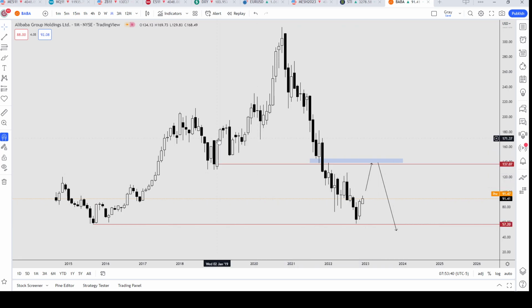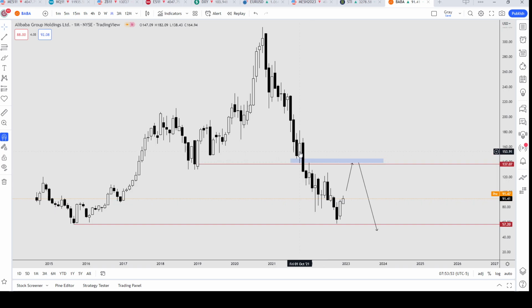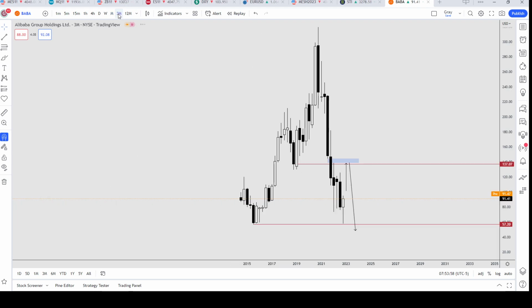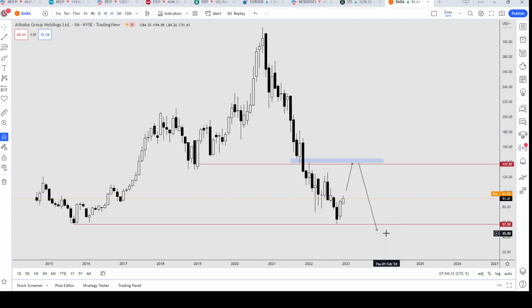So I'm thinking this area here, over here there's a breaker, the same thing, the last down close candle before the up move. And we do have an order block here, and this is a fair value gap on the quarterly chart. On the quarterly chart this is the breaker. So I'm expecting a reaction here, and then from there we move down to 57.2. That's my price target for Alibaba.